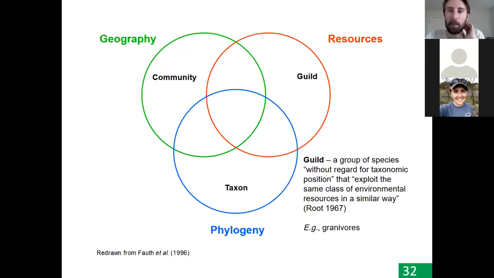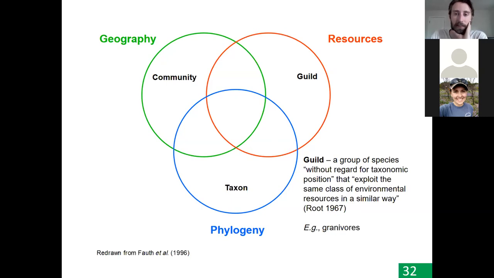The grouping of organisms that is just based on how they're using resources, that's called a guild. A guild is a group of species, without regard for taxonomic position, so without regard to how they're related to each other, that exploit the same class of environmental resources in a similar way. The example here would be granivores. That's organisms that are eating seeds of plants. So this would be like birds and rodents and even ants that are seed eaters. That would be a guild.